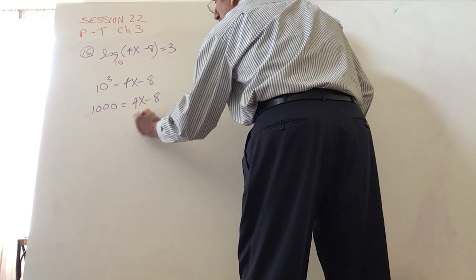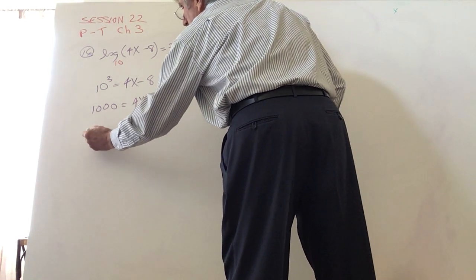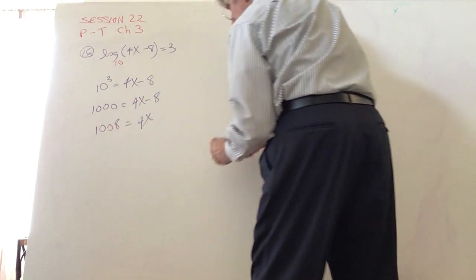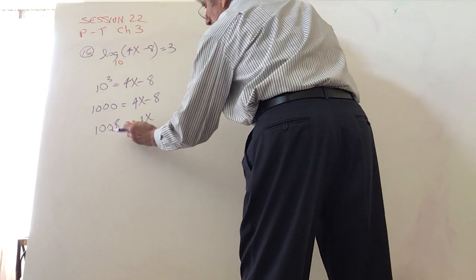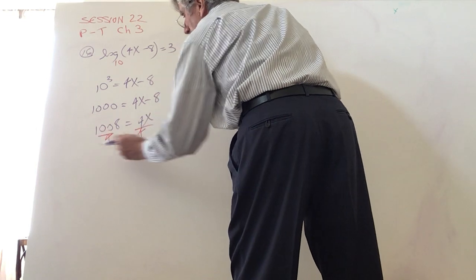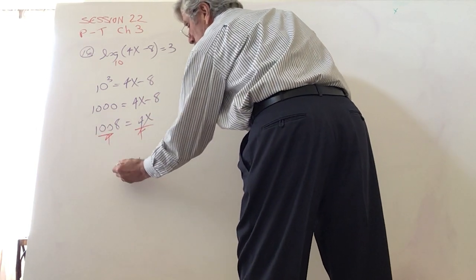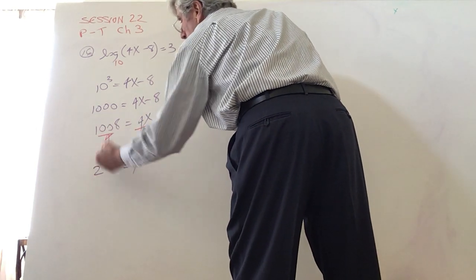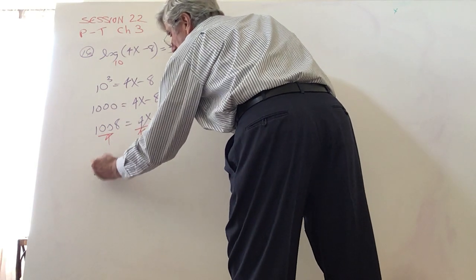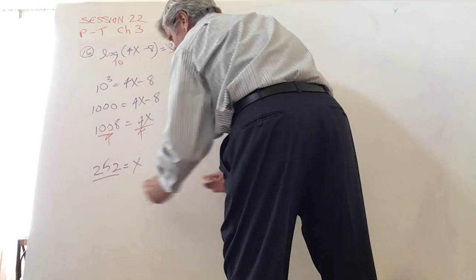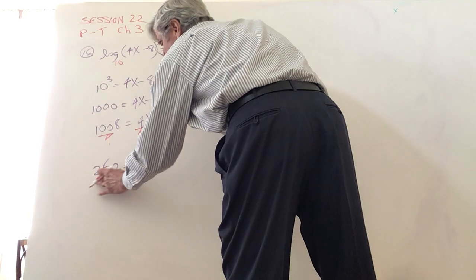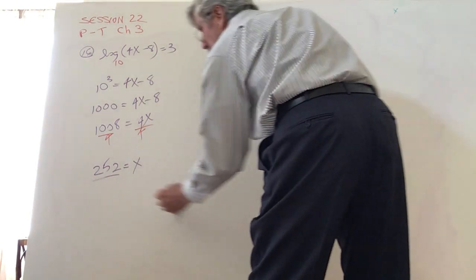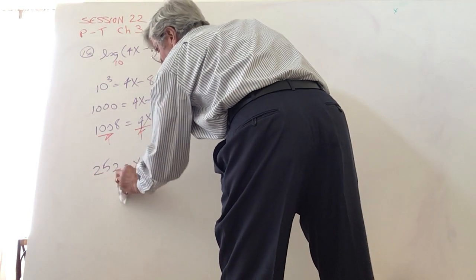Add 8 to both sides, and maybe 1,008 over here. And lastly, divide by 4. And we divide by 4, and looking at 4 into 10, which goes twice, with 2 left over, and 4 into 20 is 5, and 4 into 8 is 2. I think 252 might be a nice answer for us, okay? And check that and see if that'll work for you. I think 252 might be very nice.